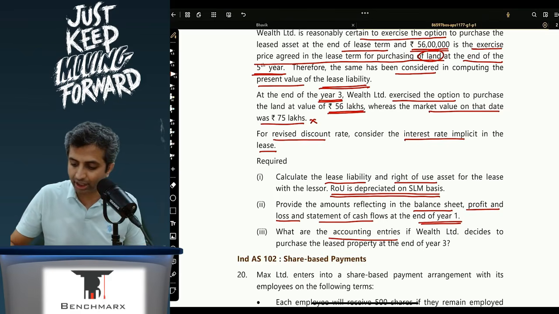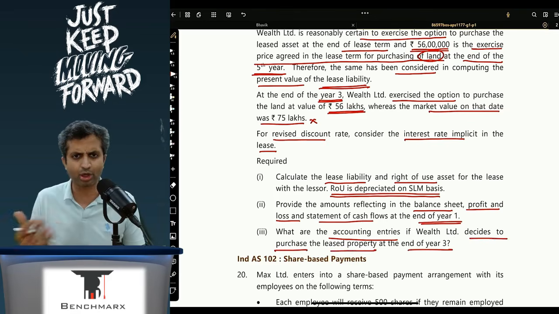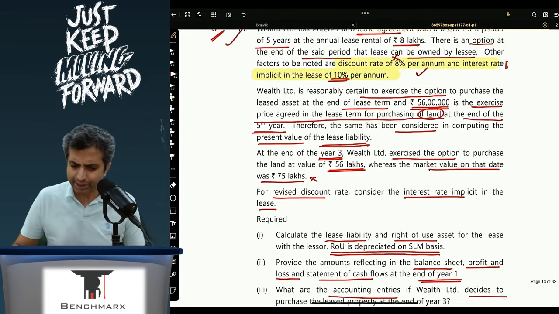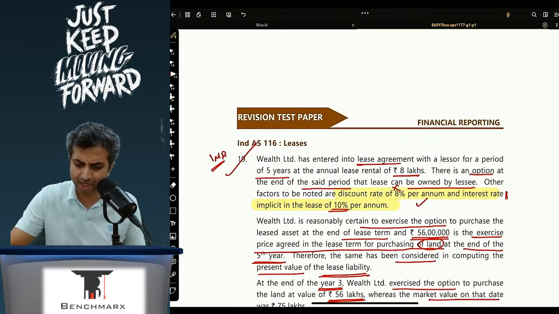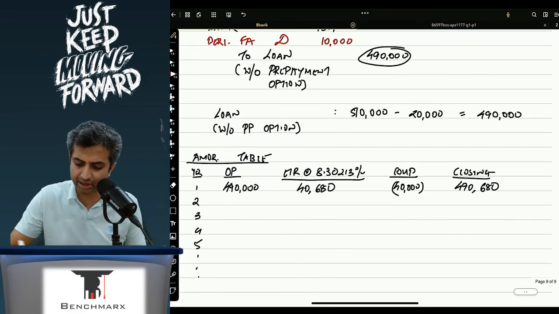What are the accounting entries if Wealth decides to purchase the leased property at the end of year 3? So you are also asked the entries at the end of year 3. So initially, what do you have to do? You have to find the lease liability and the ROU asset, which you can do by finding the present value.